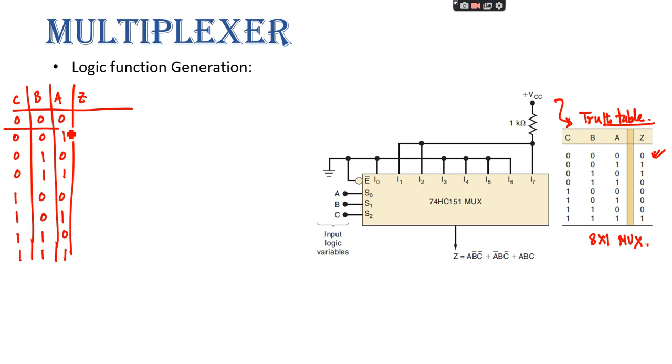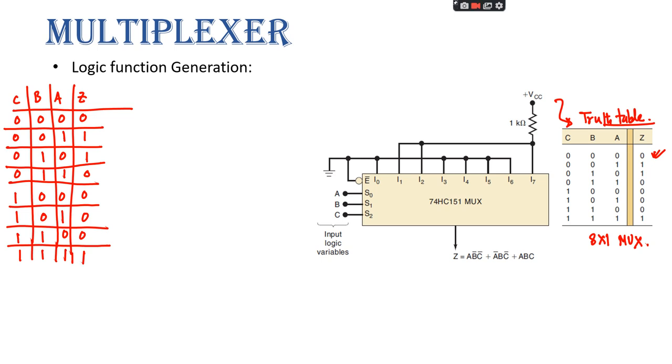So what should be the output for 0 0 0? It should be 0, right? Then for 0 0 1, it should be 1. Then for 0 1 0 it should be 1. Then 0 1 1 it should be 0. Then 1 0 0 it should be 0. Then 1 0 1 it should be 0. Then 1 1 0 it should be again 0, and for 1 1 1 it should be 1.